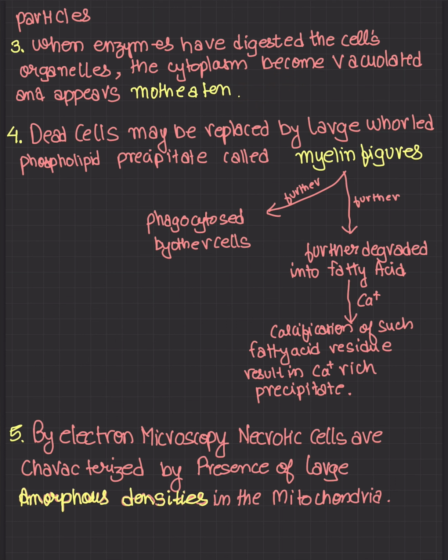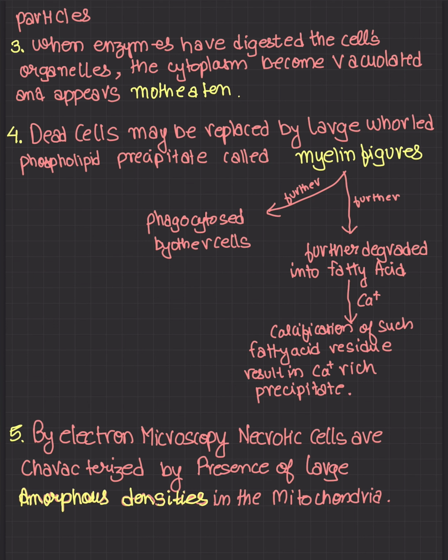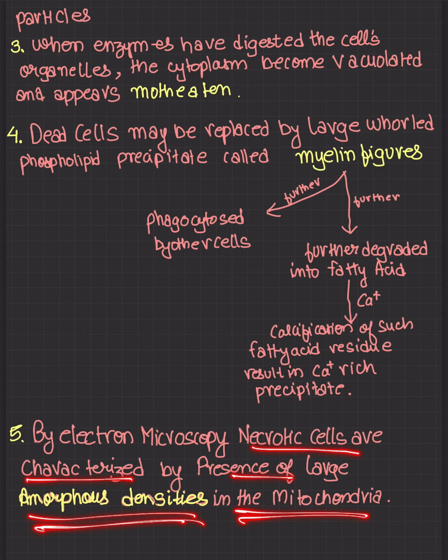Dead cells may be replaced by large whorled phospholipid precipitates known as myelin figures. They are spiral in shape. Myelin figures are further phagocytosed by other cells, or further degraded into fatty acids, and calcification of such fatty acid residues results in calcium-rich precipitates. By electron microscopy, necrotic cells are characterized by the presence of large amorphous densities in the mitochondria.